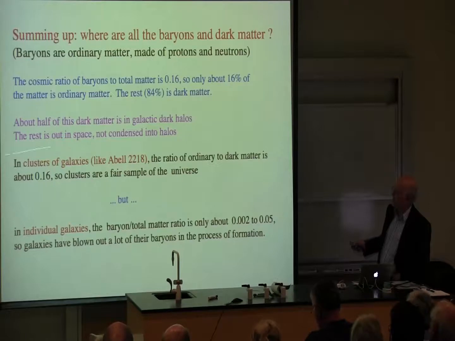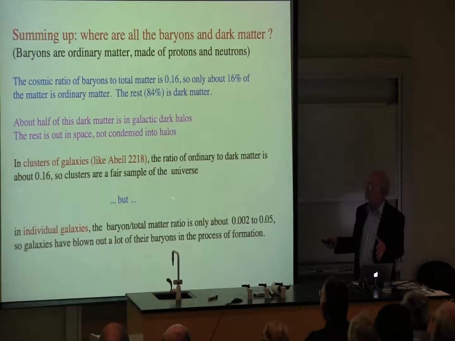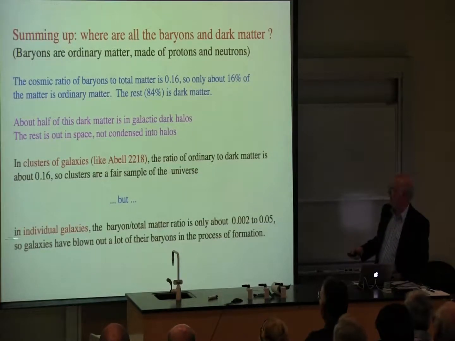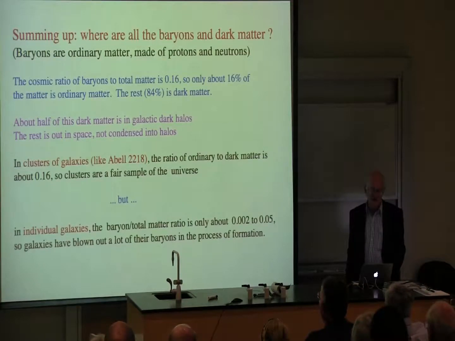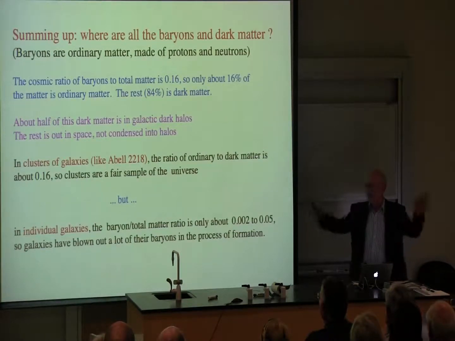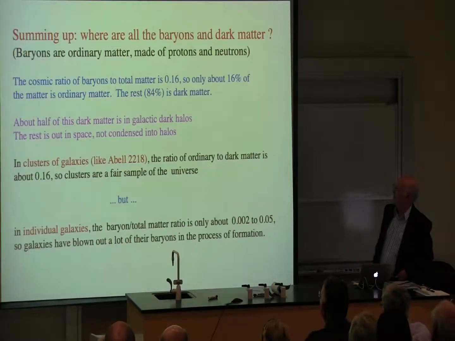In the big clusters of galaxies, like the one we saw, the ratio of ordinary to dark matter is about 0.16, just what we should get in the whole universe. So these big clusters are a pretty fair sample of the universe, with about the right fraction of baryons and dark matter. But in individual galaxies, the baryon to total ratio, instead of being 16%, is only about 0.002 to 0.005. So galaxies have lost a lot of their baryons in the process of formation. That's our current understanding: stars form inside a galaxy, blow out a lot of the gas, and so the galaxies are left with only a few percent of baryons instead of the 16% that they might have started with.